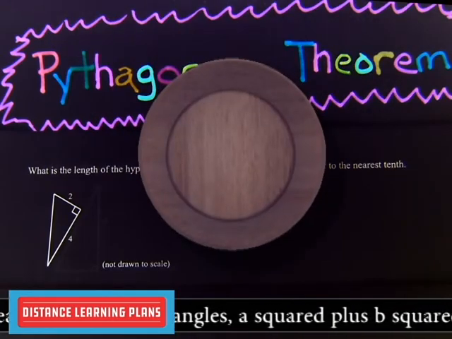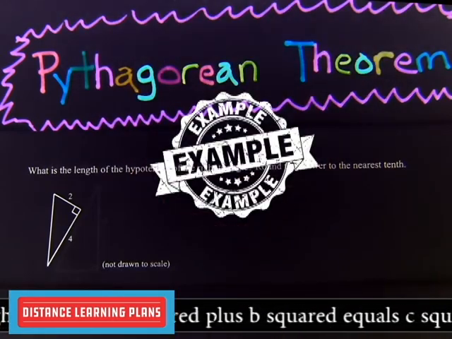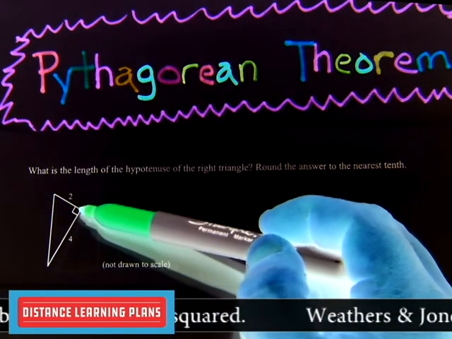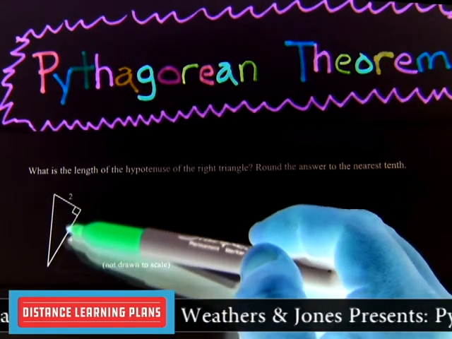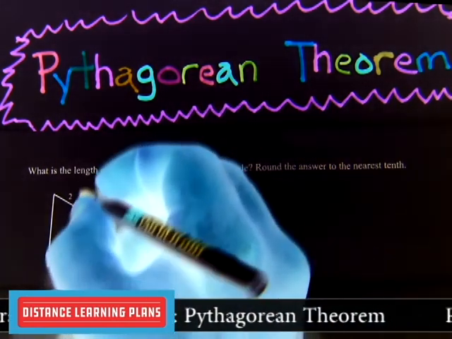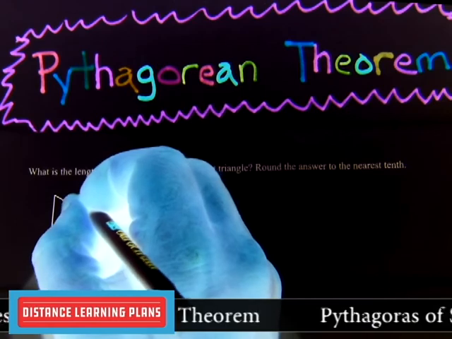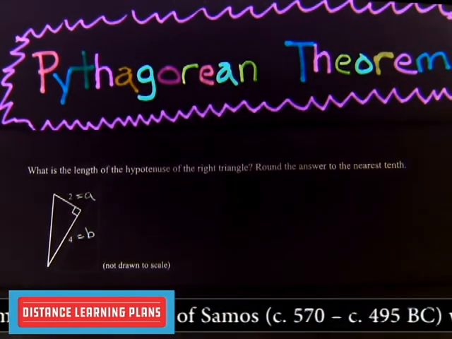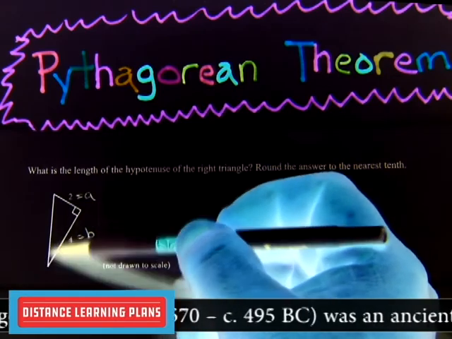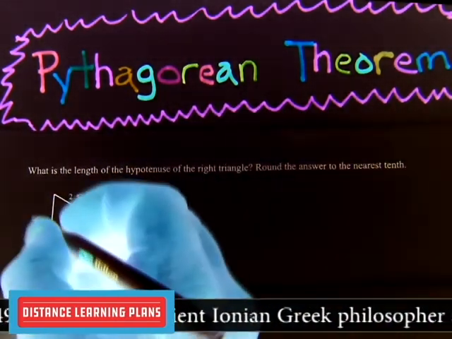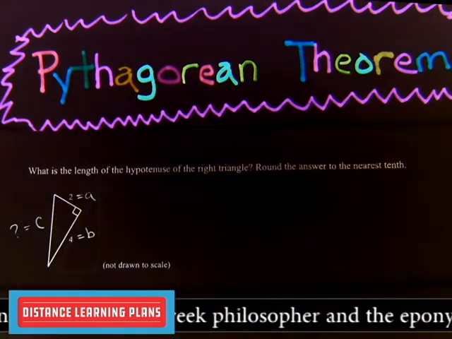Okay, let's take a look at an example of how to use this. Right here we have a right triangle, and as you can see, here's the right angle, and so this 2 and this 4 are the legs. So first thing we'd want to do is label them as either A or B. It doesn't really matter. So 2 can be A and 4 can be B. And then the hypotenuse is always the longest side, the one that doesn't touch that right angle, so that's going to be C. And that's kind of what we're trying to find.